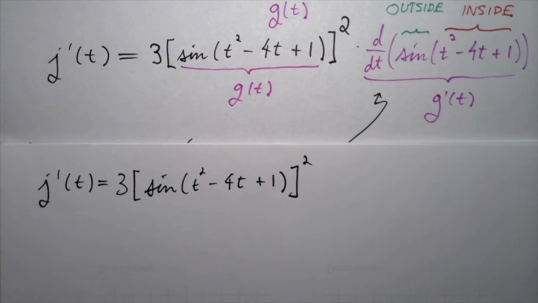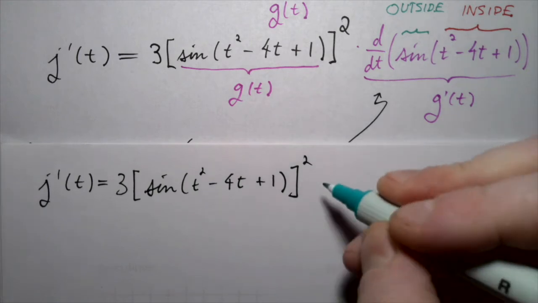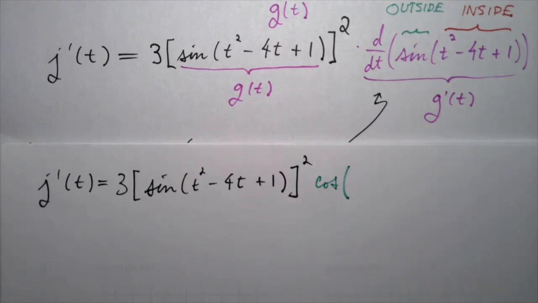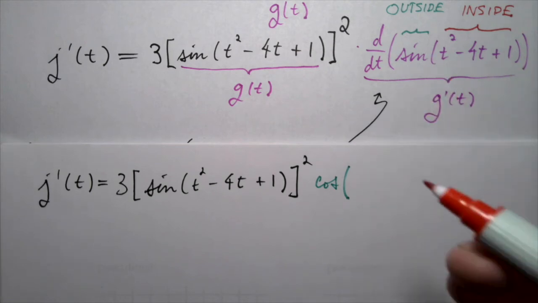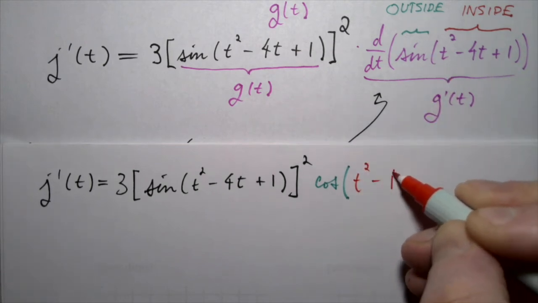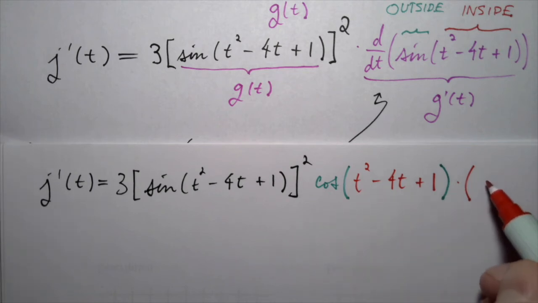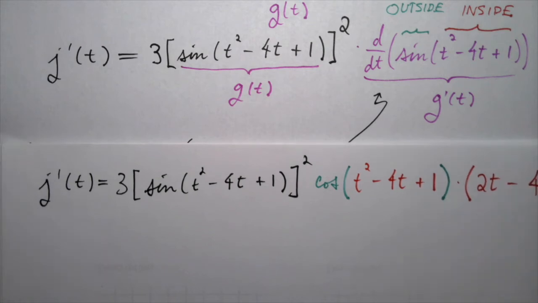Here we go. First, the derivative of the outside function. The derivative of sine is cosine. So we're evaluating cosine at the inside function, which is t squared minus 4t plus 1. We plug the inside function into the derivative of the outside, but then we need to multiply by the derivative of the inside. What's the derivative of t squared minus 4t plus 1? It would be 2t minus 4 by the power rule.